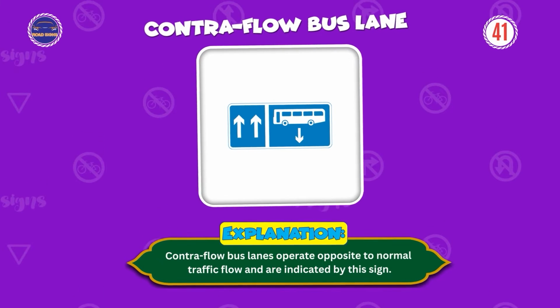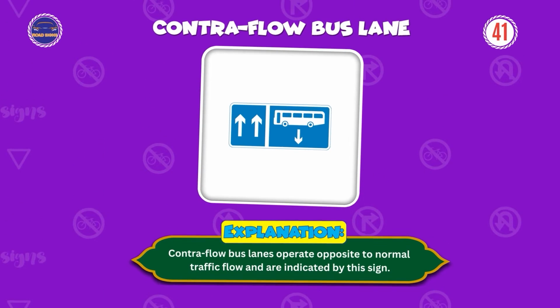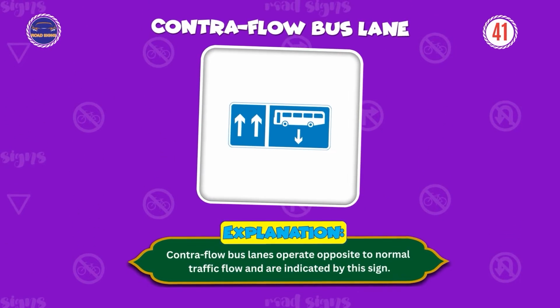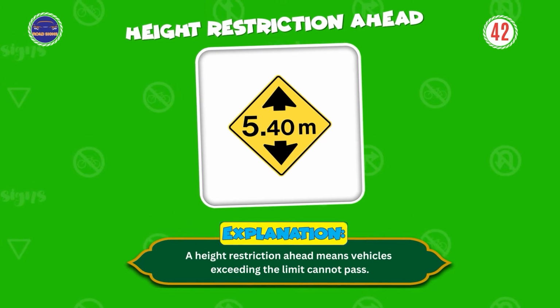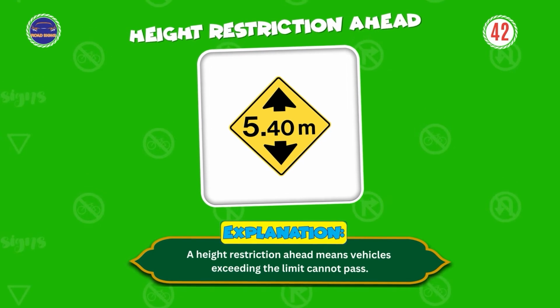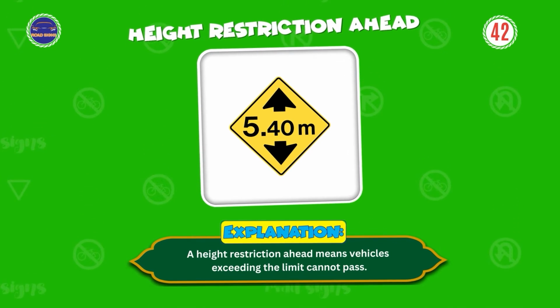This is the contraflow bus lane sign. It designates a bus lane that operates opposite to normal traffic flow. This is the height restriction ahead sign. It indicates that vehicles exceeding a certain height cannot pass.